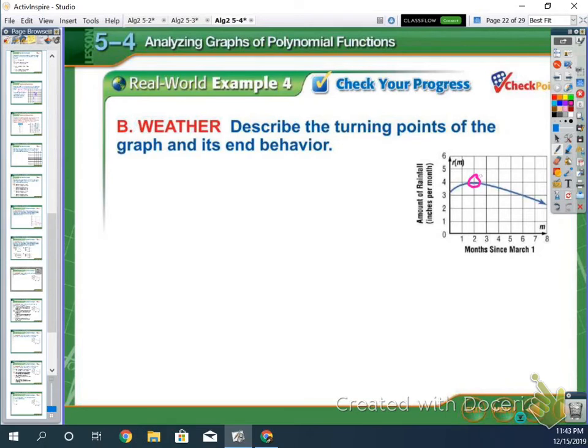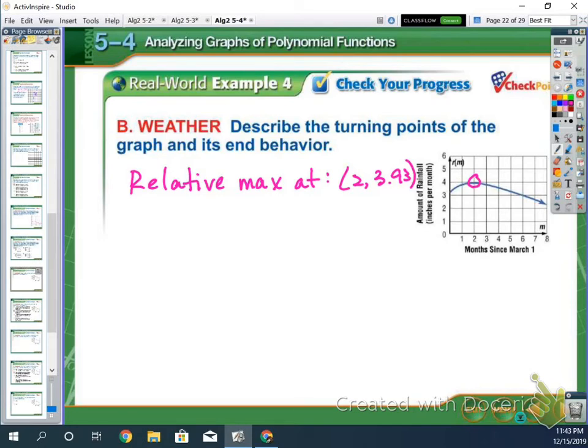So I'm going to say, maybe I'll just say relative max at 2, 3.93. And that's the only turning point we're seeing. We don't have any relative minimum here. And sometimes you'll have more than one relative max, sometimes you'll have more than one relative min, sometimes you'll have none of either. It's whatever you're seeing. There's nothing that's going to be consistent every time.